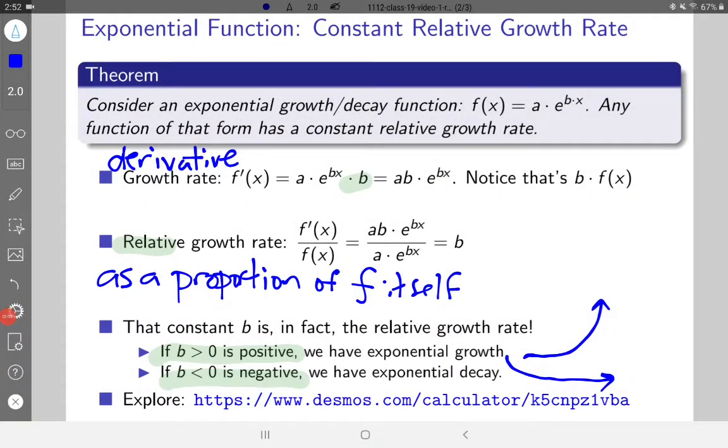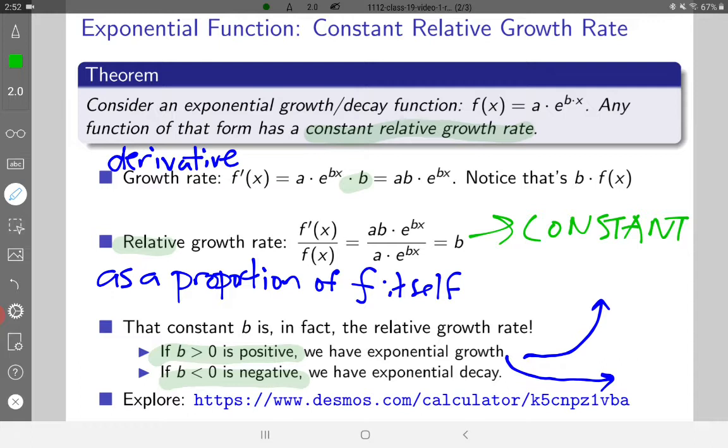And so I can actually see that for exponential functions like this, because its derivative is a multiple of itself, then that relative growth rate, this proportion of the derivative divided by the function itself, I get exactly b, and it's important to note that that is constant. So as we can see here, exponential functions, be they growth or decay functions, have a constant relative growth rate. That's what I meant by this term up here.